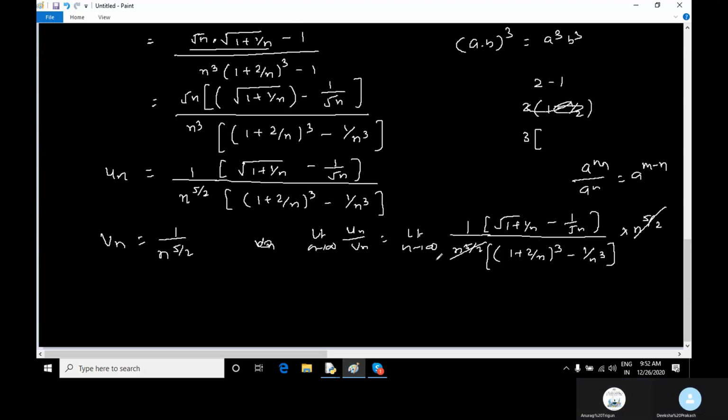Now put infinity. We get 1 plus 0, which is 1 only. This is 0, this is also 0. So 1 to the power 3 is 1. This is also 0. So it's 1 by 1, it's 1 only, right? Any doubt in this? No, sir. Because 1 by n whenever there is, it means 0. 0 plus 1 is 1, square root of 1 is 1. This 2 by n is 0, so 1 plus 0 is 1, 1 to the power 3 also 1, and this is 0.